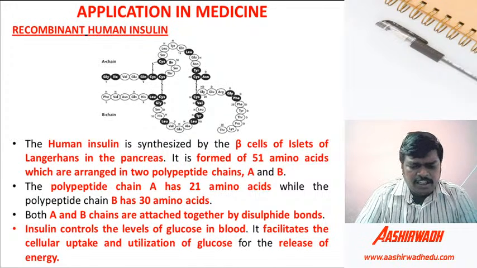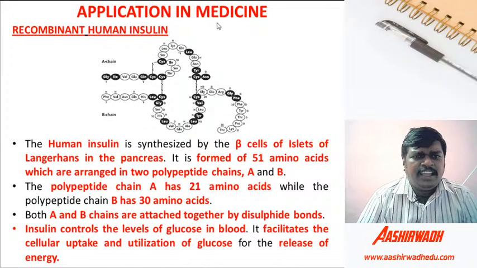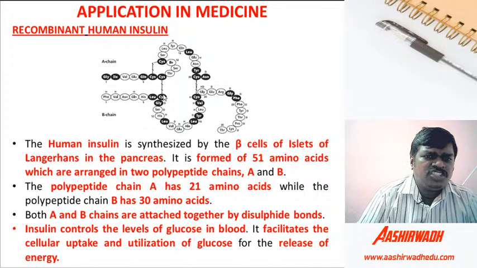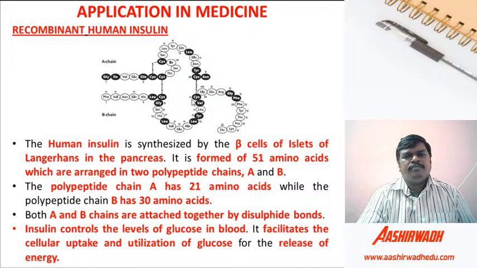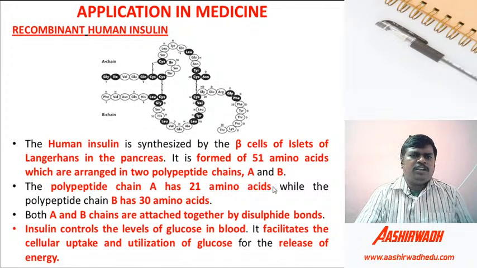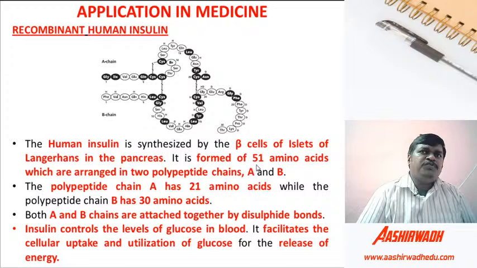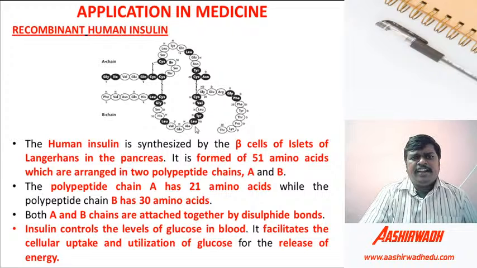The human insulin has 51 amino acids. There are 2 chains, A chain and B chain. A chain contains 21 amino acids and B chain contains 30 amino acids. So these 21 and 30 amino acids combined together, and human insulin contains 51 amino acids. The A chain and B chain are joined together by disulfide bonds.